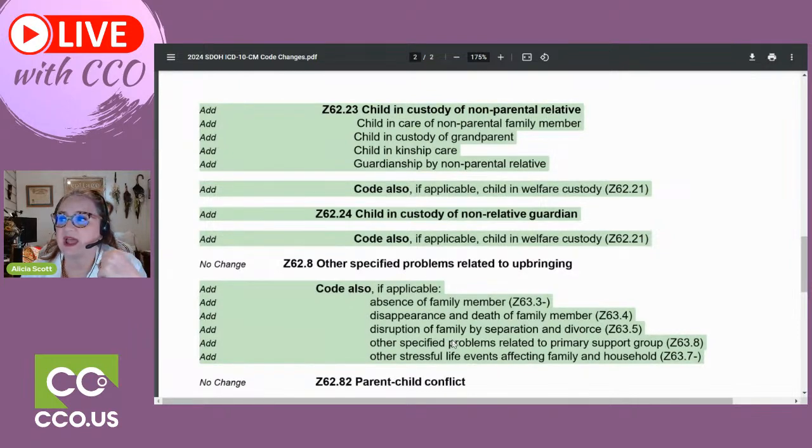Now, they've also added, under here, if applicable, going back up to this, we're probably going to see these multiple times related to other codes: if the child is in welfare custody, then Z62.21. Now, note that the difference in Z62.23 and Z62.24 is actually pretty subtle. So we still have our child in custody of non-relative guardian. Guardianship is different than a patient living in the custody of somebody.